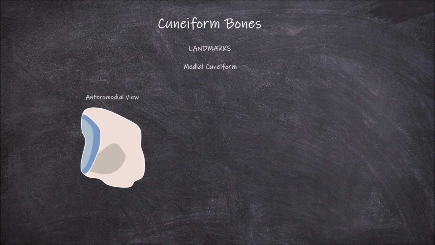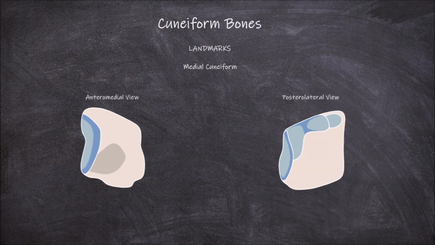Here we have the anteromedial and the posterolateral views of the right medial cuneiform. The medial cuneiform is the largest of the 3 cuneiform bones. This bone has 6 surfaces. The first of these surfaces is the medial surface. This surface is roughened for ligament attachment and has an area for attachment of the tendon of the tibialis anterior muscle. The second surface is the lateral surface.